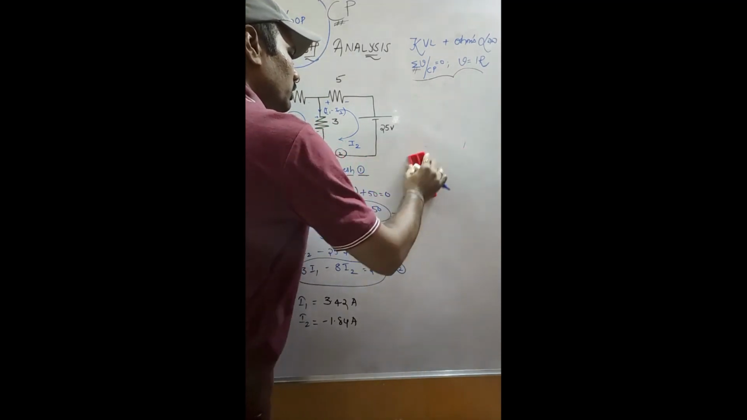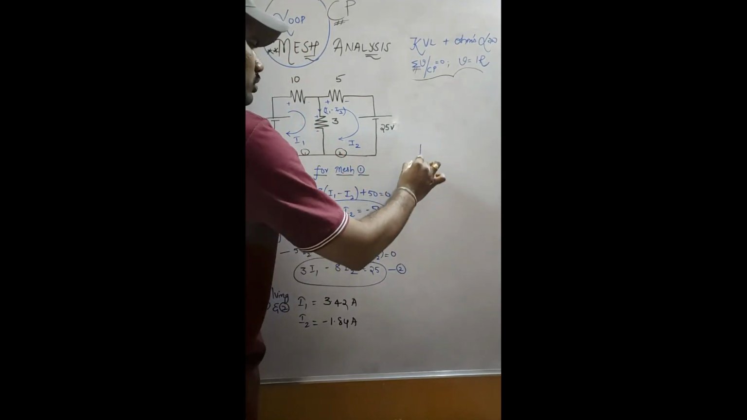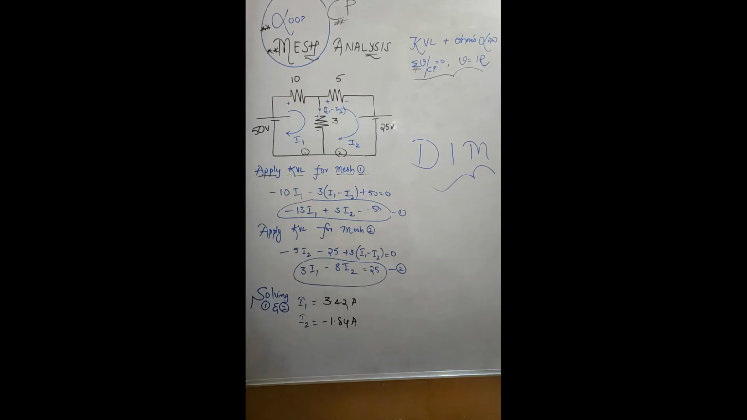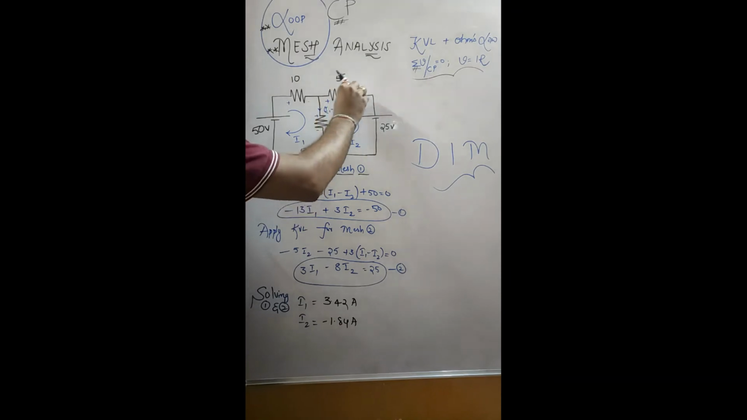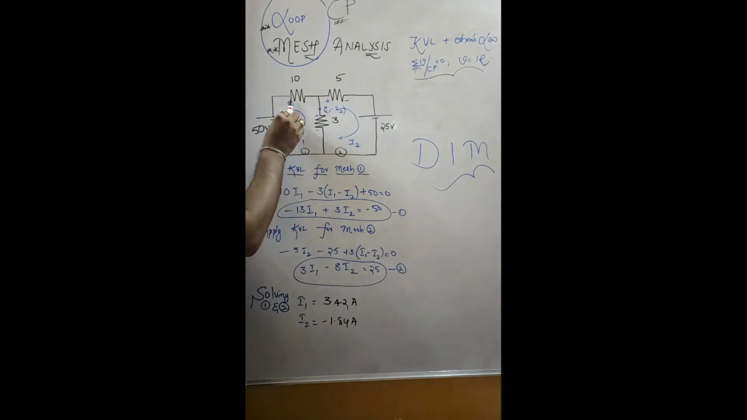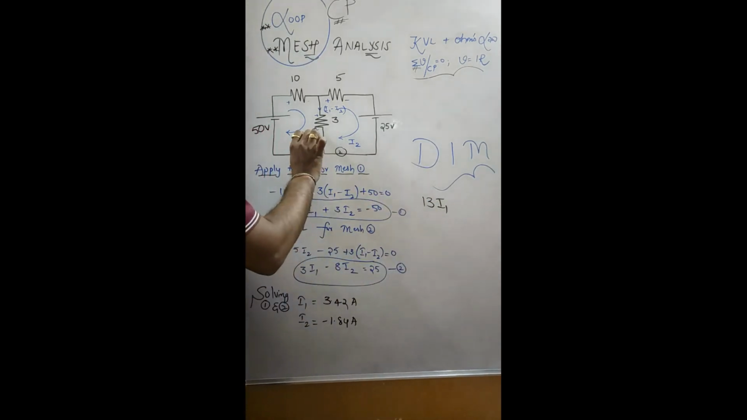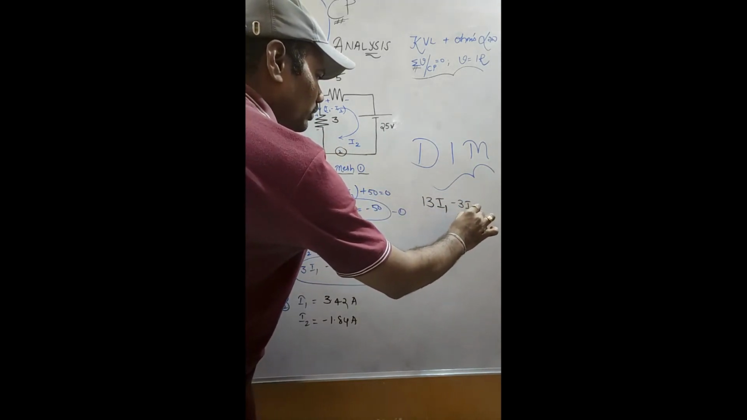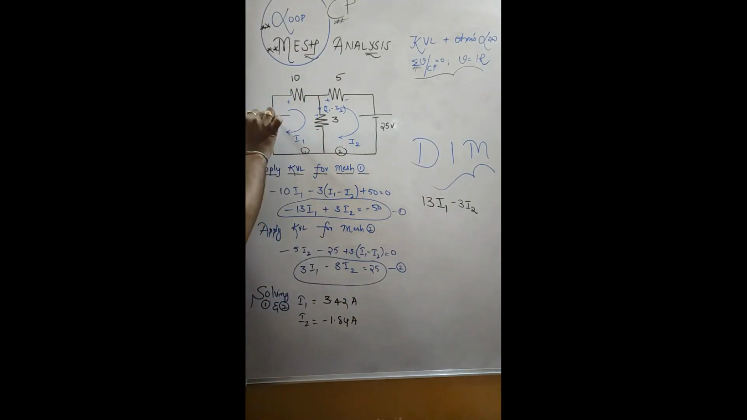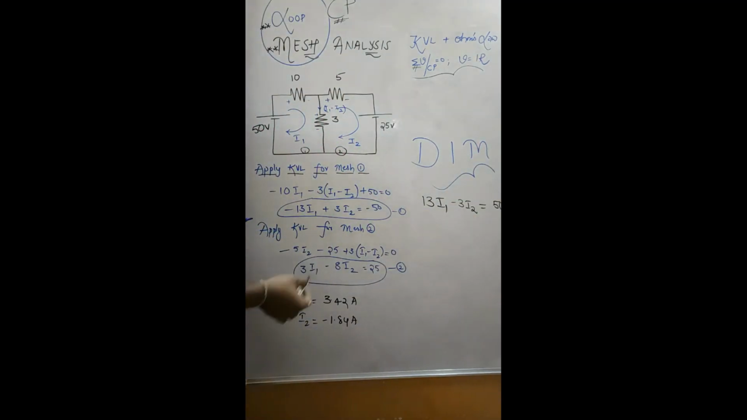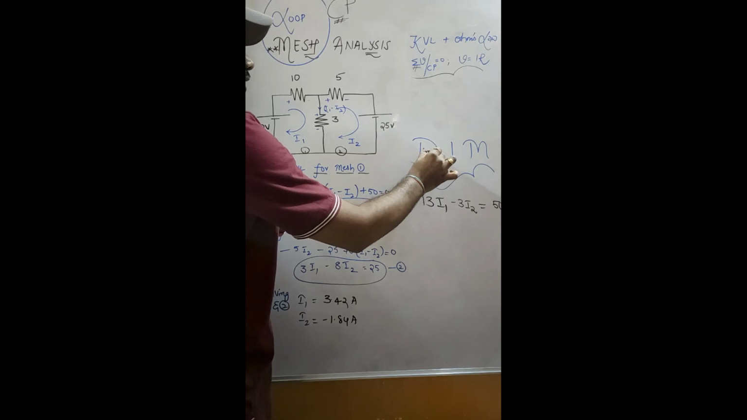In some works, they can follow the direct inspection method, which is also valid. What is the direct inspection method? While writing the first mesh equation, observe, don't take this second part, only take this first part. That is 10 plus 3, which is 13, times I1 for the first mesh. The resistance shared between the two meshes is 3, so take minus 3 I2. The second one, minus 2 positive means plus, equal to 50. This is the first mesh equation. Directly you can write it. That's why this method is known as the direct inspection method.